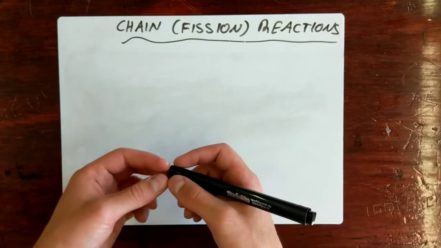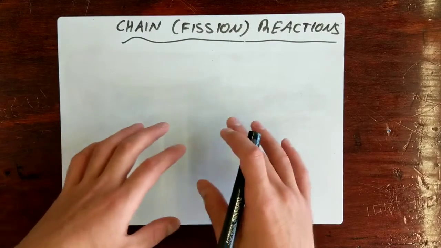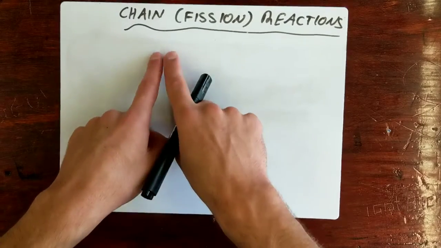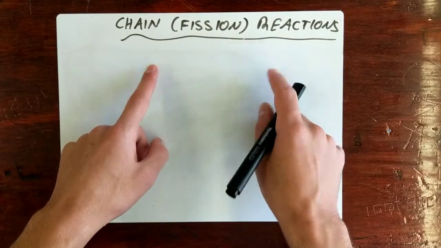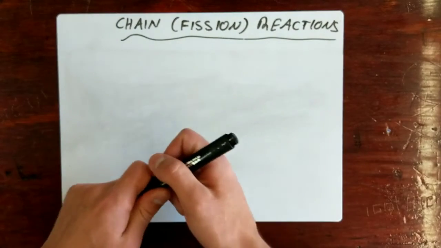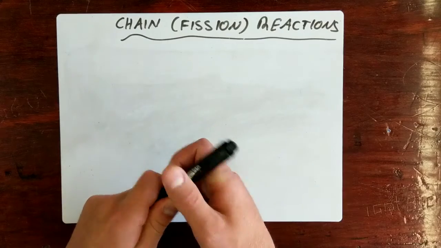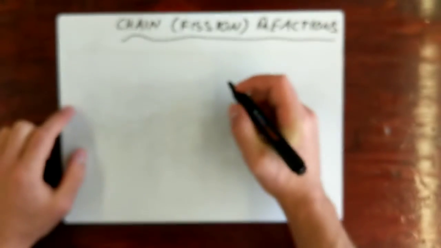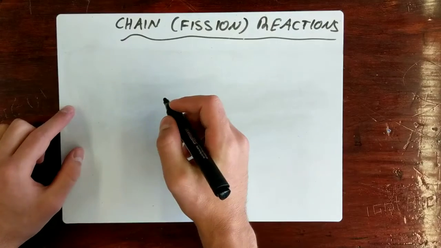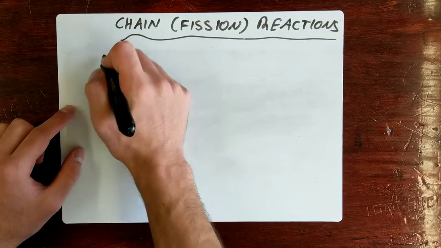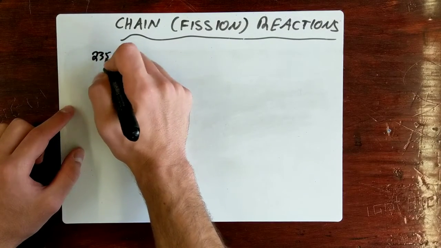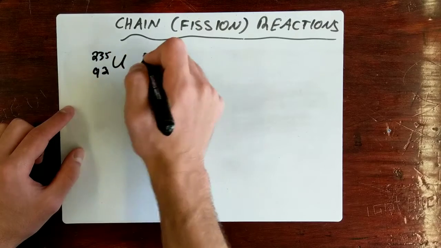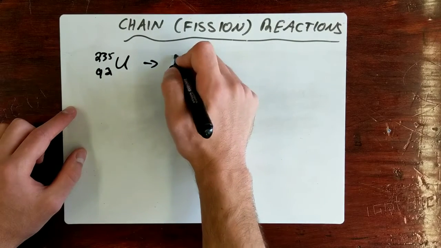In order to understand how both of those applications work, we need to understand this idea of a chain reaction and see how it might apply to nuclear fission. To help us understand this, we're going to make use of an example that we've seen already in previous videos, and that's the example of a uranium-235 nucleus absorbing a neutron.